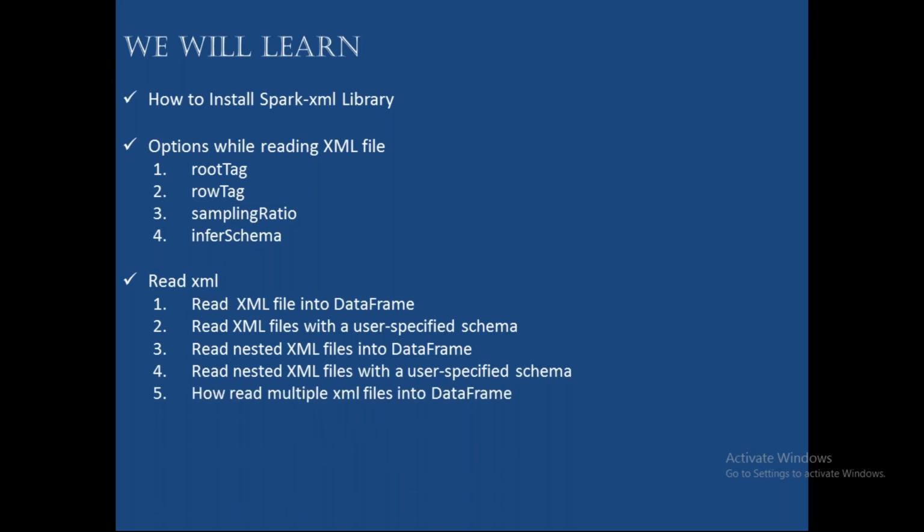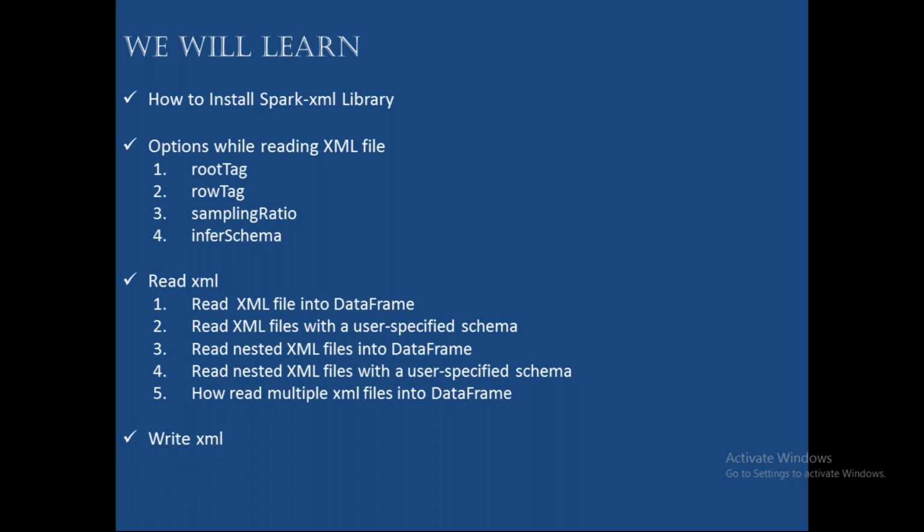Then you will see how to read multiple XML files into a data frame. I want to read multiple XML files into a data frame. How can you do it? You just have to keep multiple XML files in a directory, and then you can just specify the path up to the directory to read multiple XML files. These are the things we will do with respect to reading.